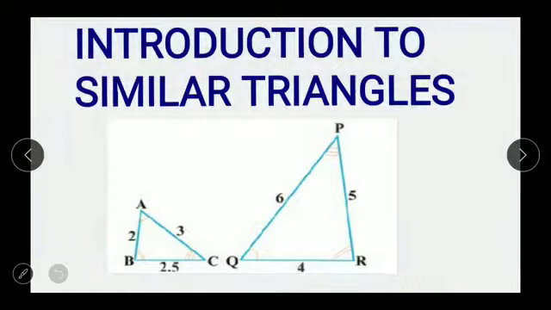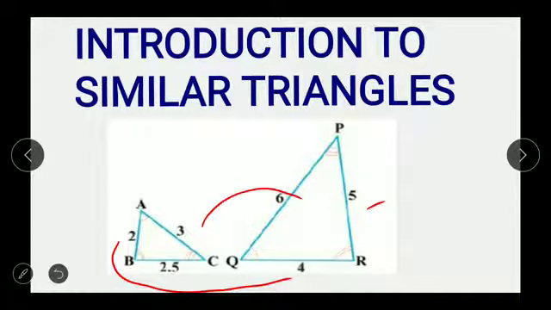Now the introduction to similar triangles. You can see from these two triangles, the corresponding angles A, B, C are equal to Q, R and P of the triangle PQR respectively, and the side AB is proportional to QR, 2:4 means 1:2. Side BC and PR are in the ratio 1:2. And side AC and PS, they are in the ratio 1:2. Hence these two triangles have corresponding angles equal and the sides are in the same proportion, hence they are similar.